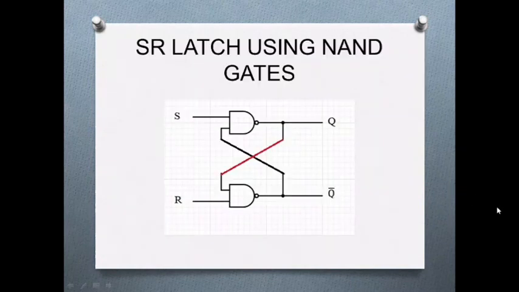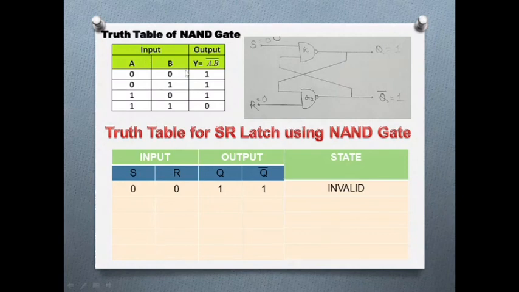Now we will study SR latch using NAND gates. This is the circuit diagram of SR latch using NAND gates. In this circuit, just like the previous one, S stands for set and R stands for reset. Q and Q bar are the outputs of the latch, which are complement to each other. Now for this working, we'll need the truth table of NAND gate, which is given here.